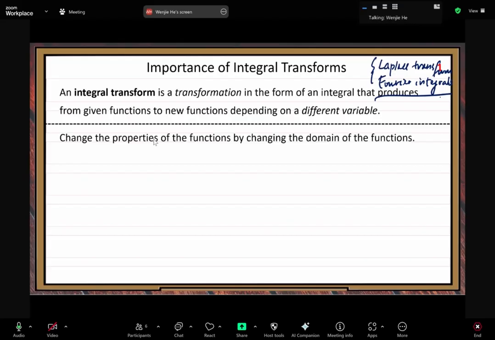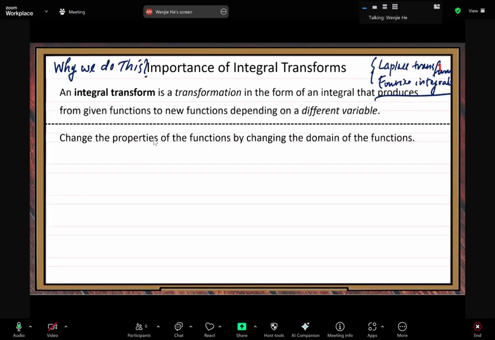But let's understand a little more. It changes the properties of functions by changing the domain of functions. So what's the meaning of the sentence? The question is, why do we want to do this transform? You may ask, why do we do this? You need to have some important reason to do this kind of transform.